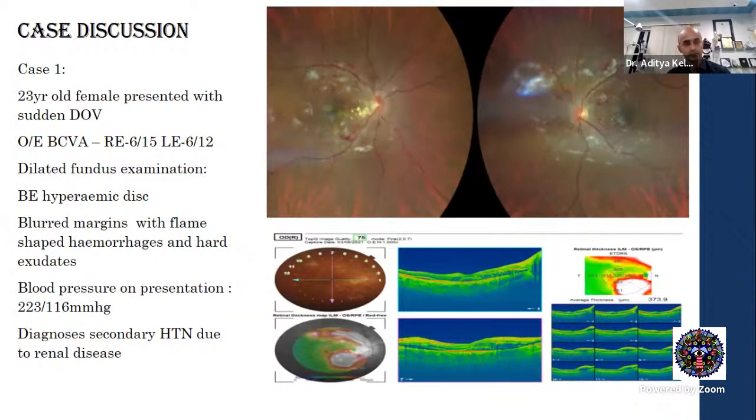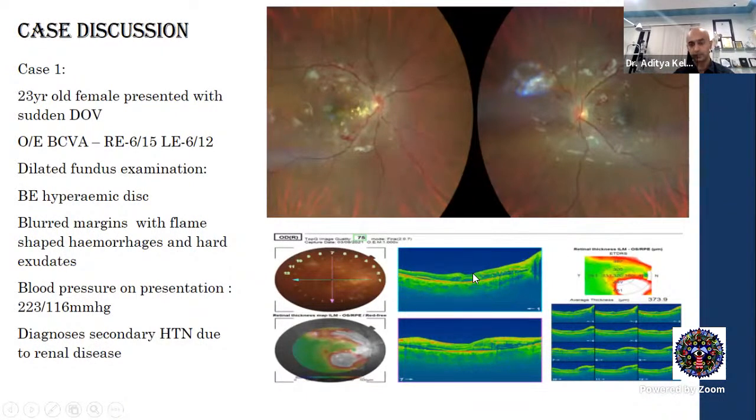Now coming to a few interesting cases, this is a 23-year-old female who presented to us with sudden decrease in vision in both eyes. The right eye vision was 6/15 and the left eye was 6/12. After we did the dilated retina examination, we found that there is hyperemic disc on both sides. You can see the superficial hemorrhages also and multiple cotton wool spots. And the blood pressure that was recorded on presentation was 223/116. This patient was then referred to a physician and was then diagnosed as having hypertension secondary to a renal disease.